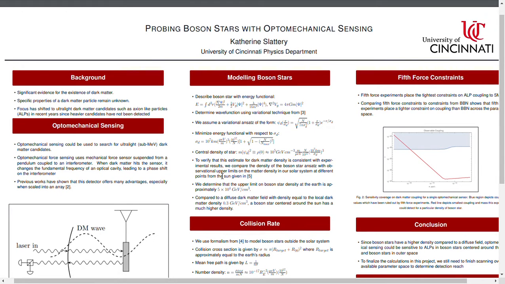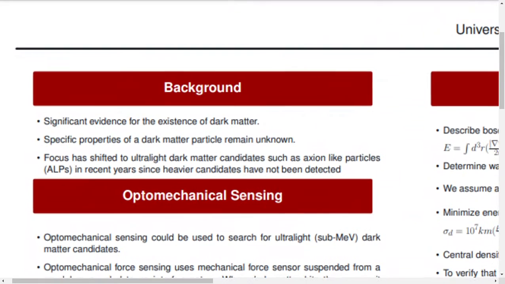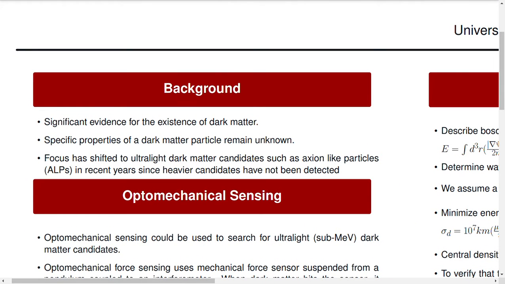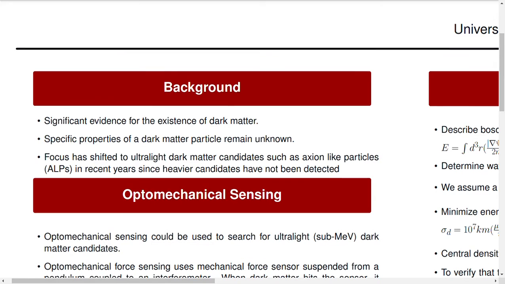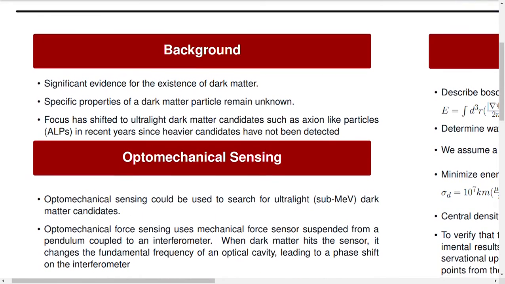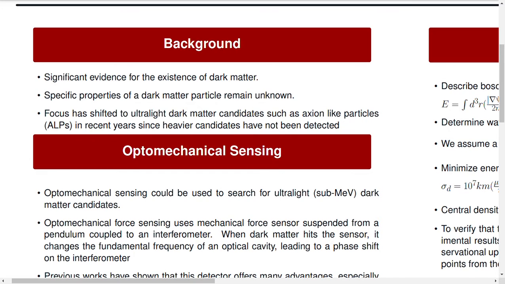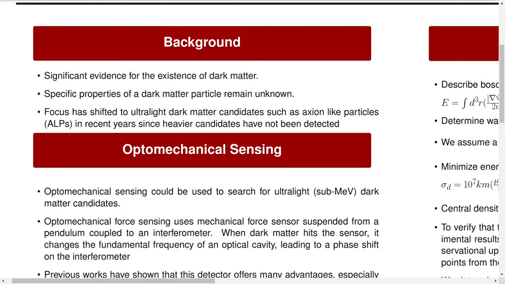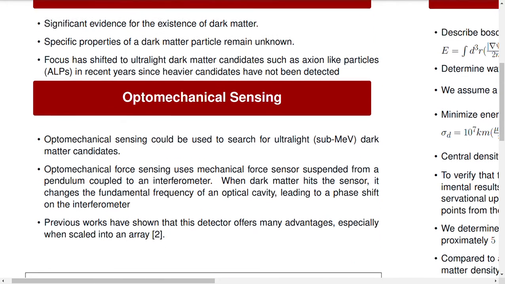For my project, I studied an optomechanical sensing technique which could be used to search for axion-like particles clustered into boson stars. As it stands currently, there is significant evidence for the existence of dark matter, but no specific particles have been detected yet. In recent years, the focus of dark matter research has shifted to ultralight and axion-like candidates, since heavier particles have not yet been detected.